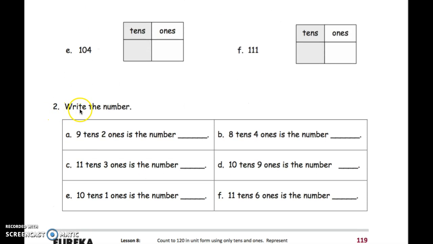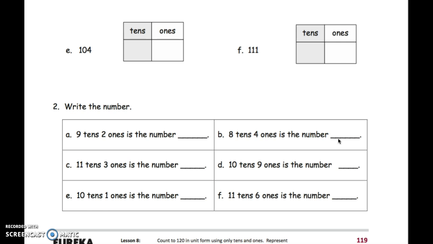Number 2, write the number. A, 9 tens, 2 ones is the number blank. B, 8 tens, 4 ones is the number blank. For these, draw using your whiteboard and marker to help you figure out what the number is, or you can use your cubes to help you. Remember, don't just guess, and if you need to, push pause after each letter while I read it.